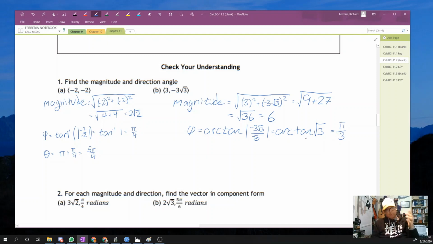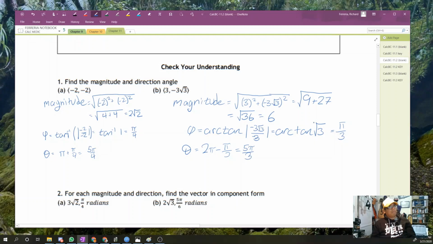Which quadrant are we in? We've got a positive x. We've got a negative y. That lands us in quadrant 4. So theta is going to be equal to 2 pi minus our reference angle, pi over 3. Let's think about what that is. 2 pi is the same thing as 6 pi over 3. 6 pi over 3 minus pi over 3 is 5 pi over 3.